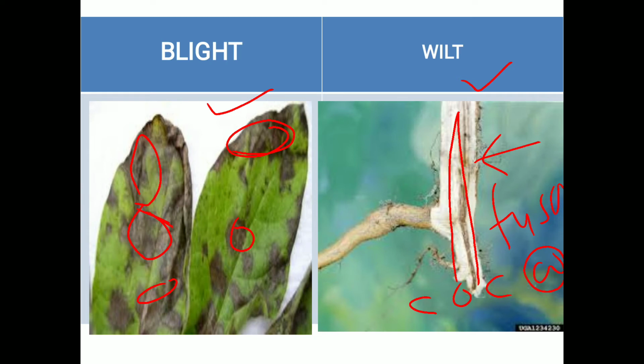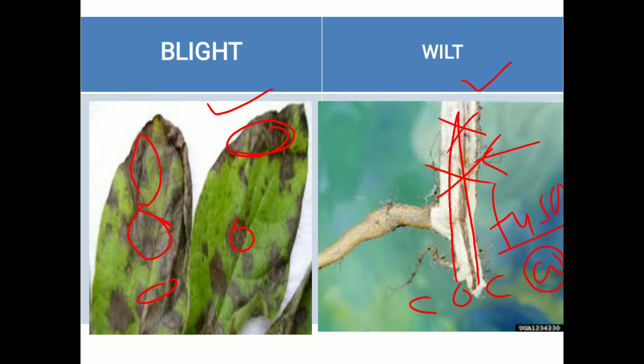The first is due to the extreme scarcity of water, and the second is due to the attack of a pathogen called Fusarium. As we know, Fusarium is a soil-borne disease. When Fusarium attacks the roots, it blocks the xylem and phloem vessels. As we know, xylem is the water conducting tissue and phloem is the food conducting tissue.